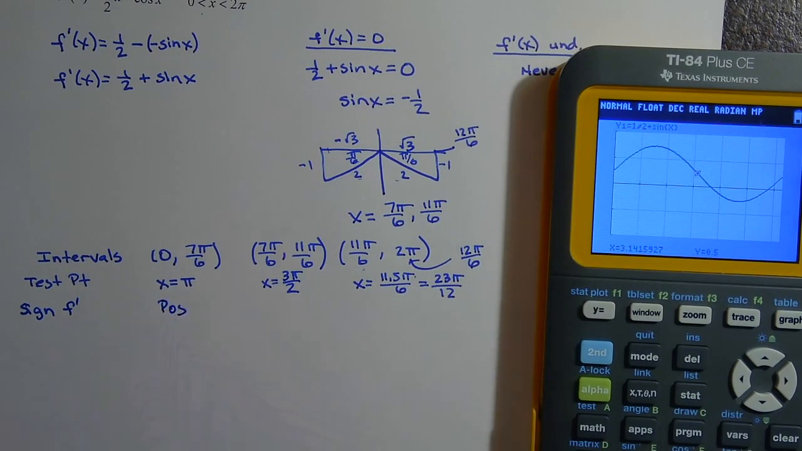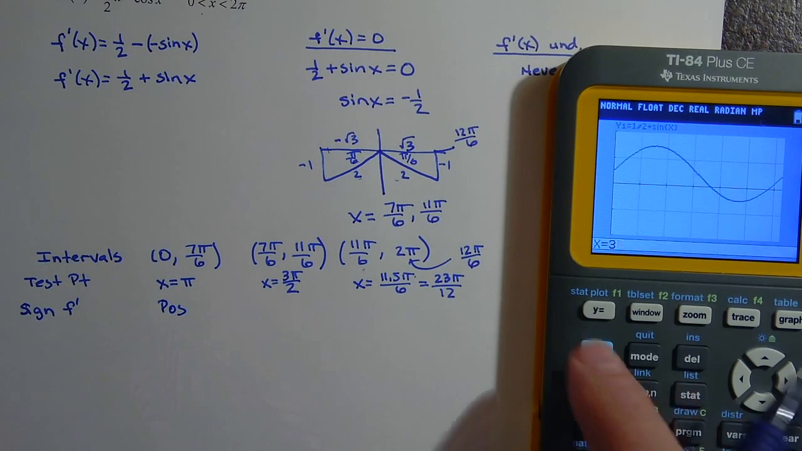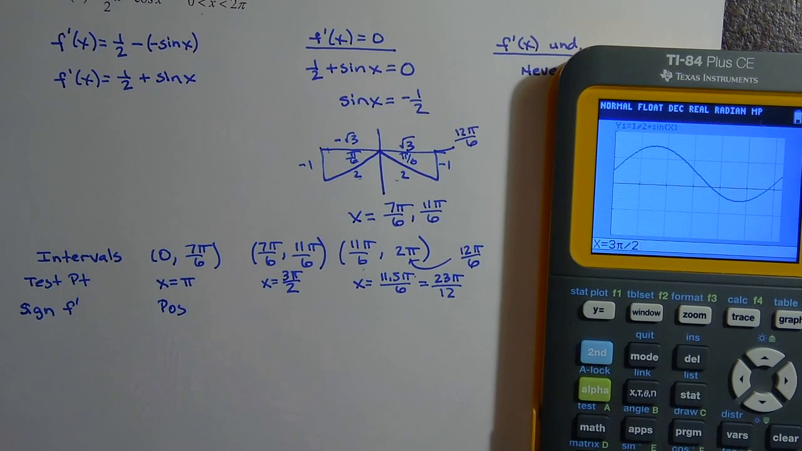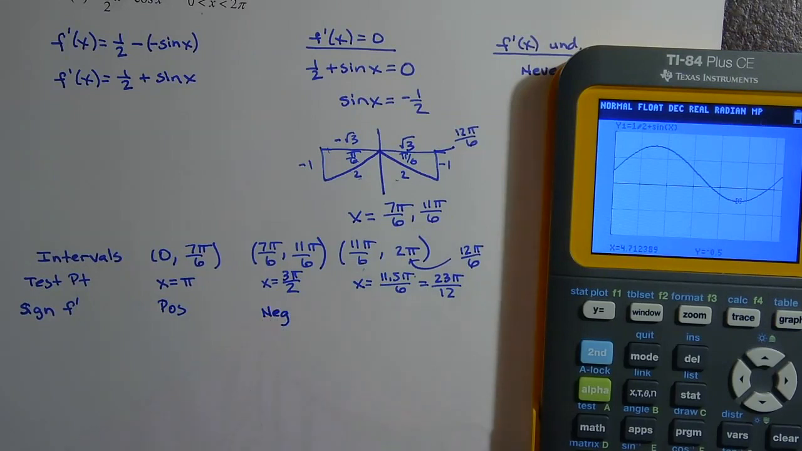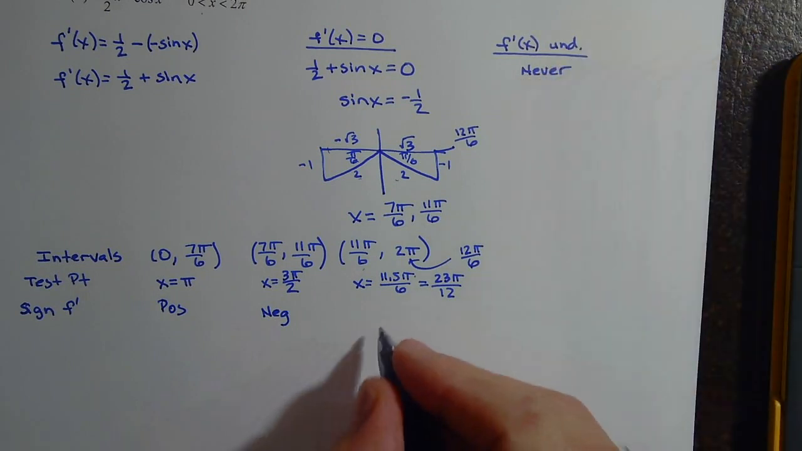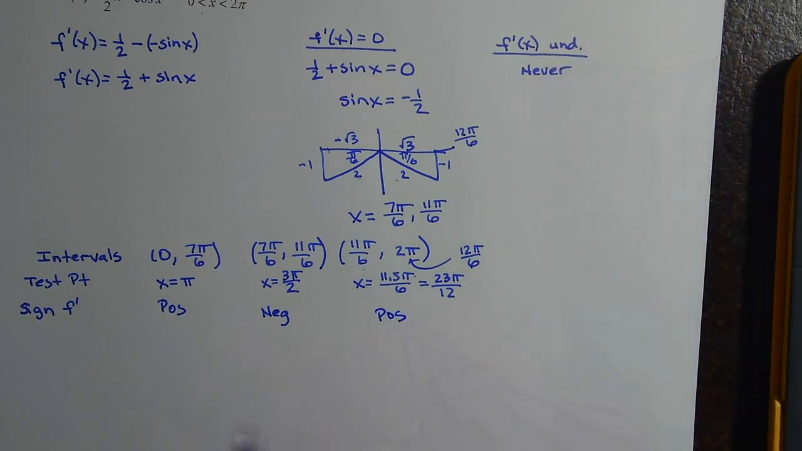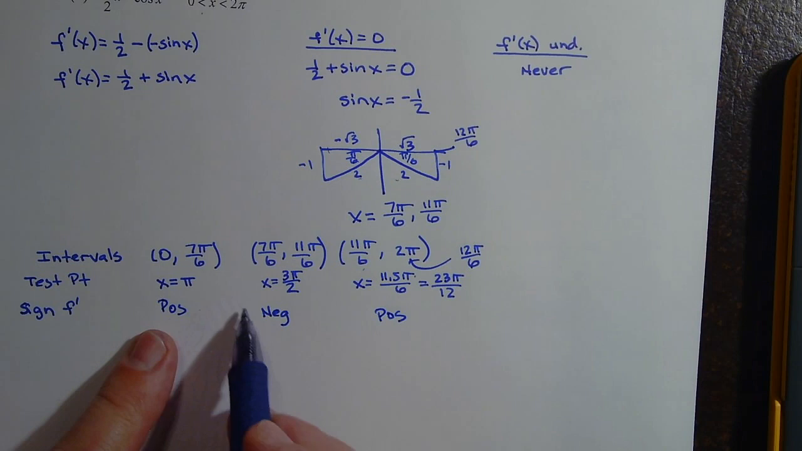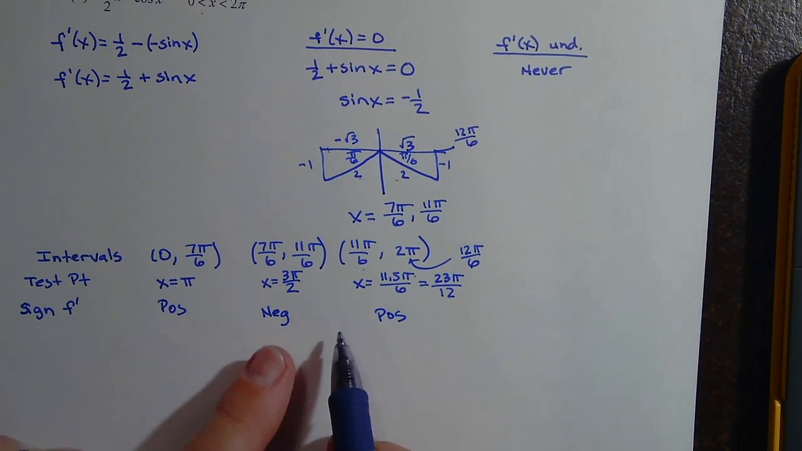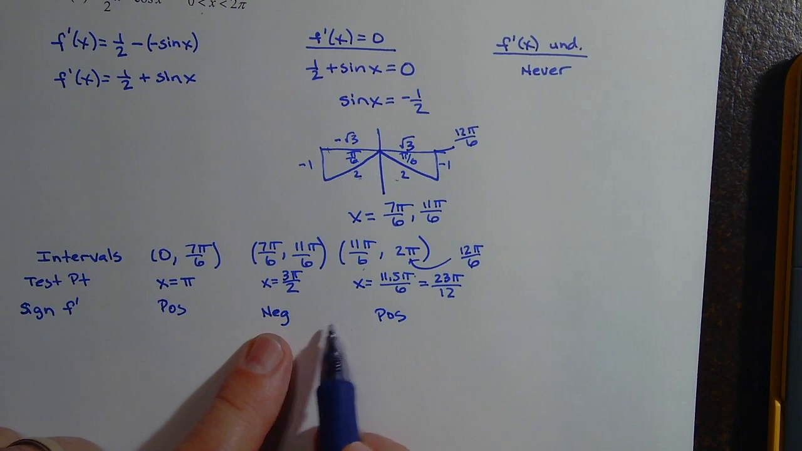When we put 3 pi over 2 into this, okay, so 3 pi divided by 2, it won't let you do fraction bars on this, we get a negative value. And when we put 23 pi divided by 12, we get a positive value. So the derivative went from positive, meaning the graph is going up, to going down. We have a relative max right here. And then it went from going down to going up. We have a relative min right here.